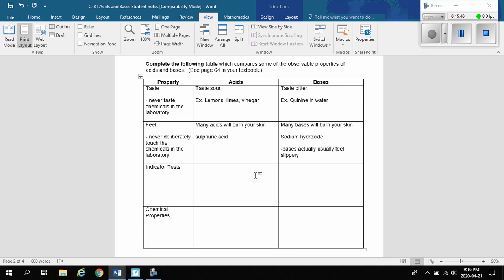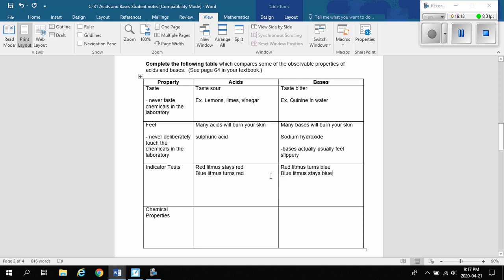Let's keep writing. Indicator tests. So for an acid, red litmus stays red, whereas for a base, red litmus turns blue. For an acid, blue litmus turns red. For a base, blue litmus stays blue.